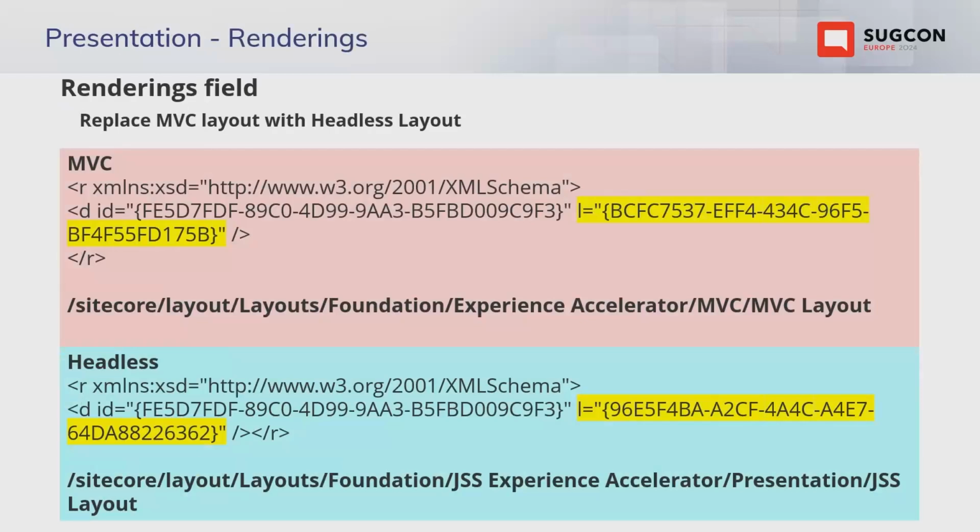Now, let's first see the renderings field. So you can see the first section. It is MVC rendering field, and you have the layout ID. Now, if you take this layout ID and replace it with headless JSS layout, what happens is your page layout will change.